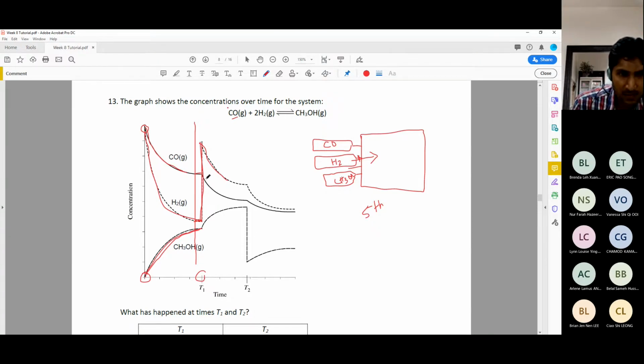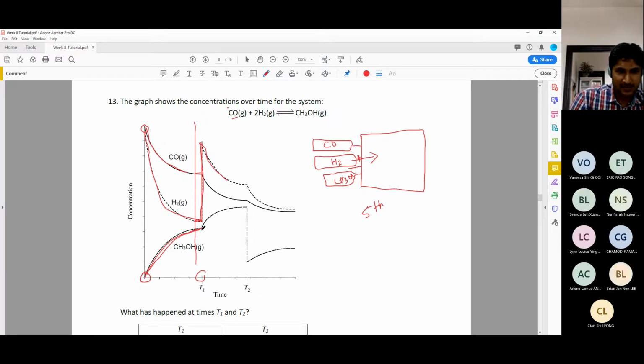For industry, equilibrium is not good. All right, don't tell anyone. They don't want equilibrium, because equilibrium means nothing is happening, but industry needs to spend money. They hate that. They want the outcome, continuously producing the product. So once it was near equilibrium, they added more hydrogen to the system.